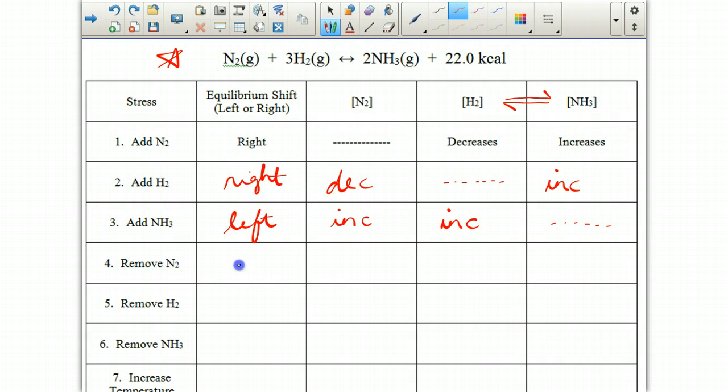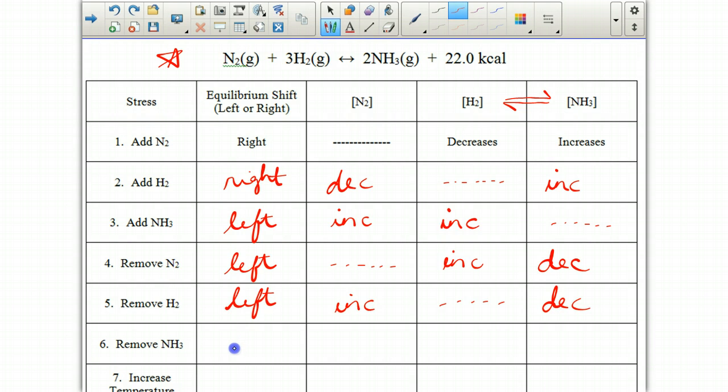If I remove nitrogen, so I'm changing the nitrogen, that's my stress. If I remove nitrogen, the system will shift towards what I removed, to the left, which is going to cause the hydrogen to increase and the ammonia to decrease. If I remove hydrogen, which is again on the reactant side, the system will shift toward what I removed, to the left, which is going to increase the nitrogen and decrease the ammonia. If I remove ammonia, then I'm going to shift towards what I removed, and ammonia is on the right. So this was my stress. That's going to cause both of my reactants to decrease.